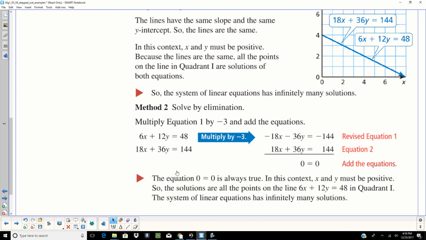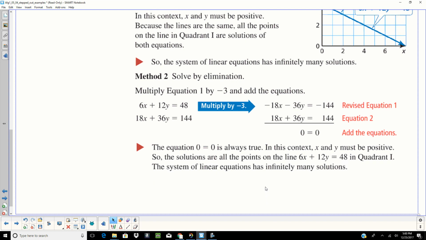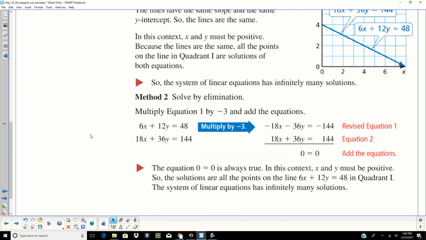Either way, you're going to find out that you have infinitely many solutions, because the lines lie on top of each other. If you graphed it, you see that, and you get a true statement of 0 equals 0 if you solve it by elimination. So that really means that x and y could be any number, and they are saying it has to be in that first quadrant, and that's because perimeter has to be positive. You can't have a negative dimension.